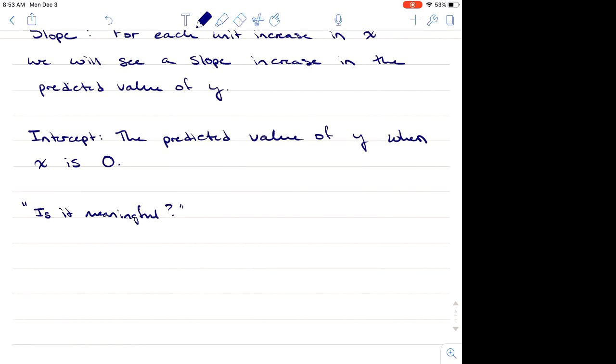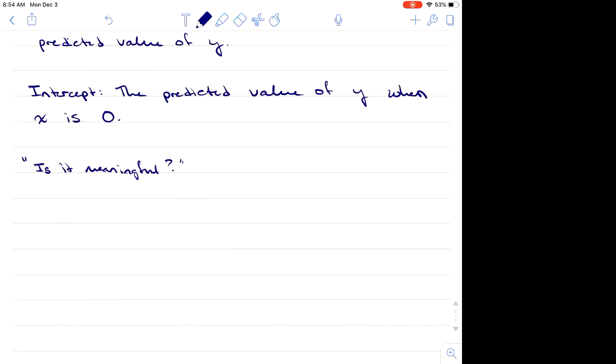And so in this case, it's not meaningful because a marmot that weighs 0 doesn't exist, right? And so even though you will have a predicted value of y, a predicted length, it's not necessarily meaningful in all cases. And so you have to argue whether x can be 0 or if it will never happen.